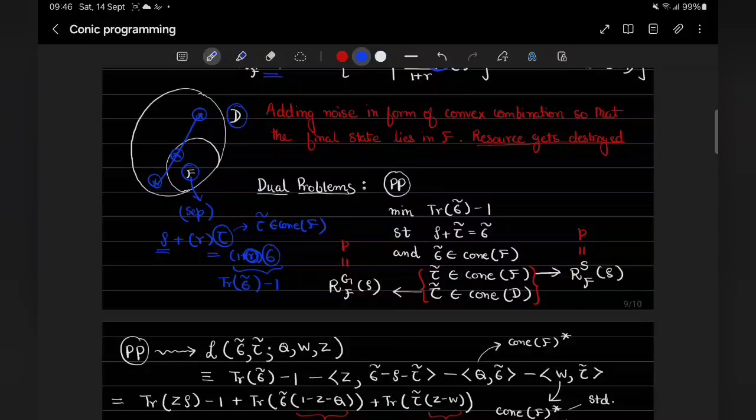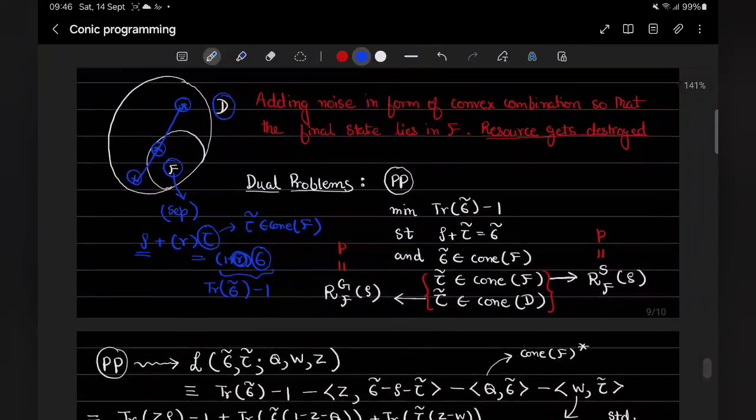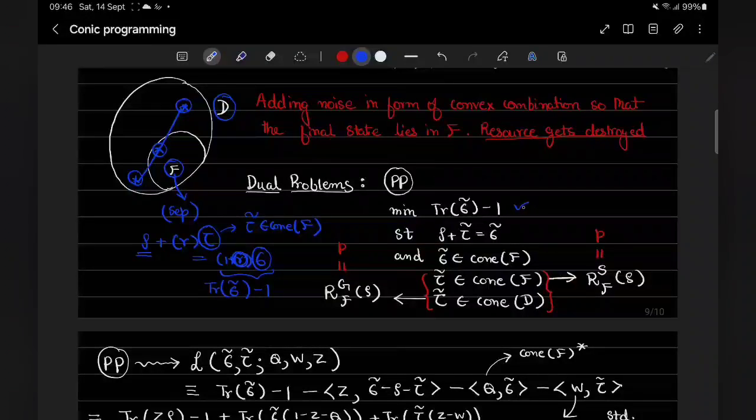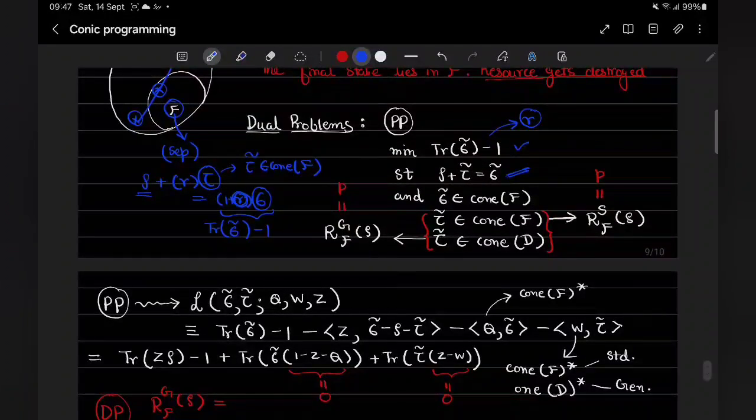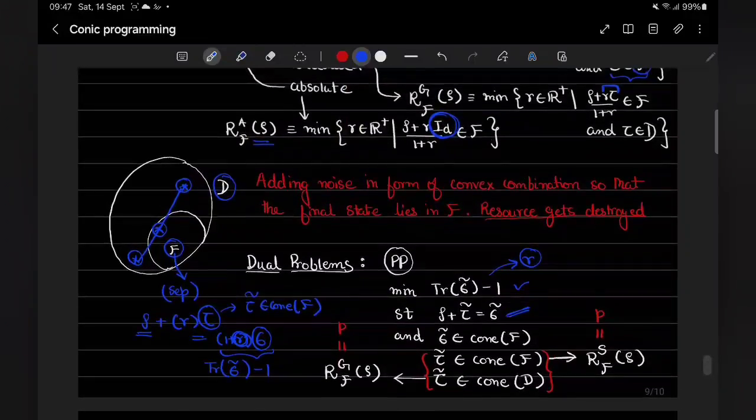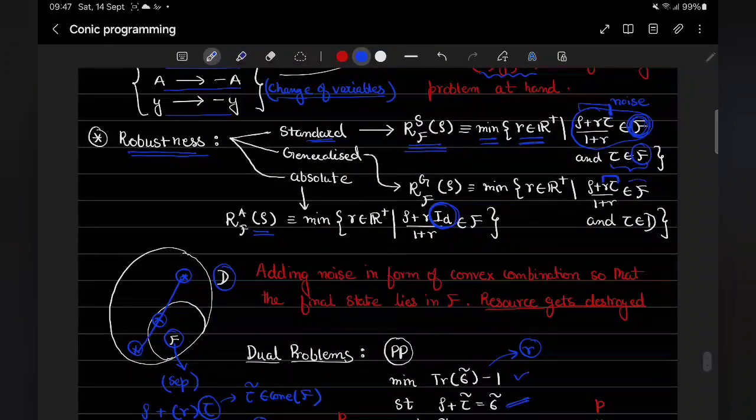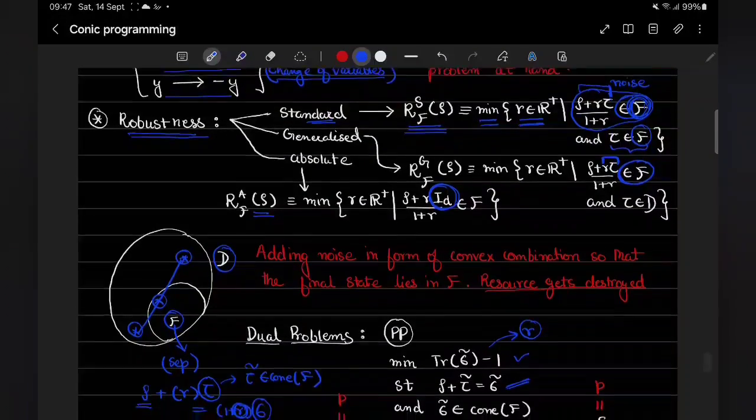So let's see this. The main idea here is what I have shown. You have trace of sigma tilde minus 1, which is R basically written in a different way, such that rho plus tau tilde is sigma tilde, this constraint here, and sigma tilde belongs to cone F. So sigma tilde is generated as 1 plus R times a free state. So this is this constraint here, that my state belongs to the free state.